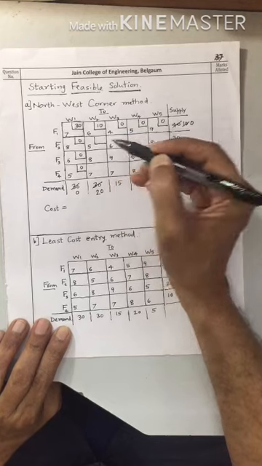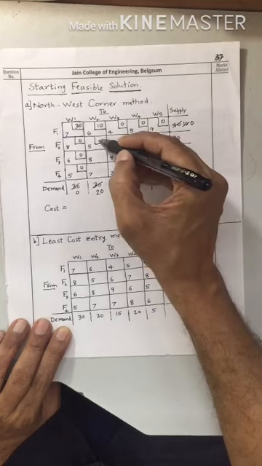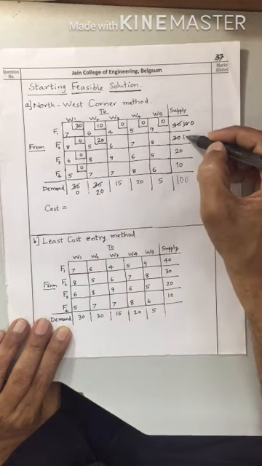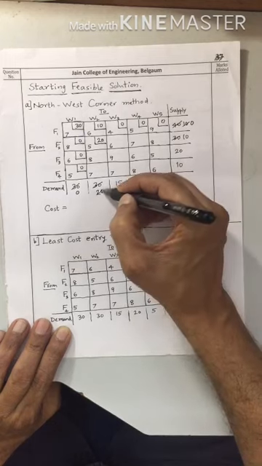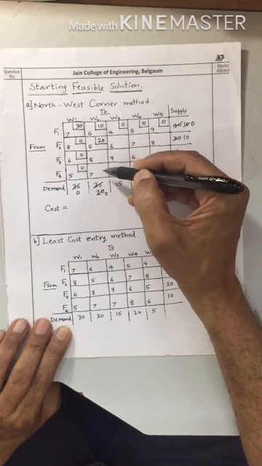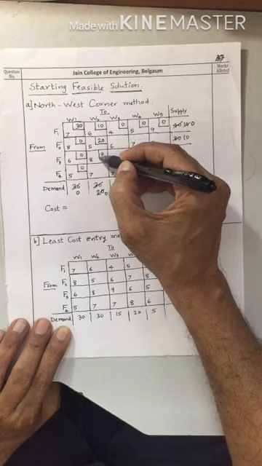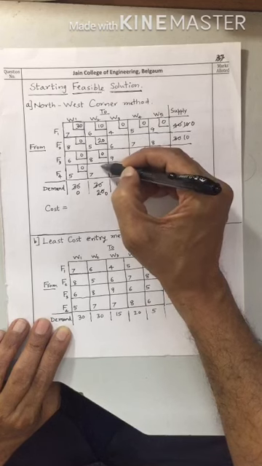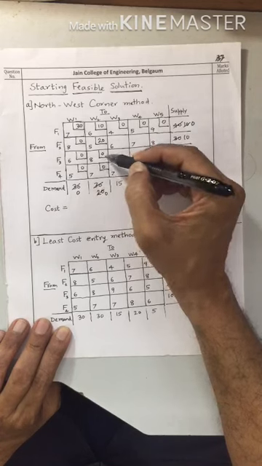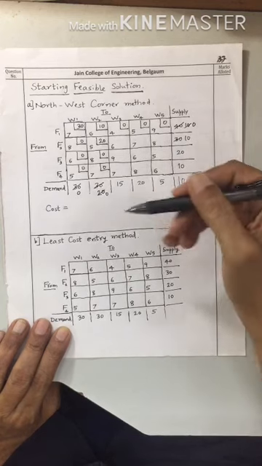Choose this cell to decide. This is 30, this is 20. Therefore choose the smaller value, that is 20. 30 minus 20 is 10. 20 minus 20 is 0. And the demand of this W2 is completely met. Therefore W2 should not get anything from F3 and anything from F4. Therefore these are 0, 0. X32 is 0, X42 is 0. So again another cycle is over.